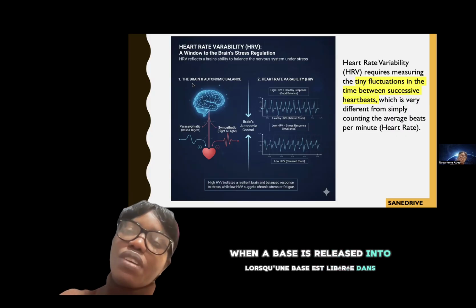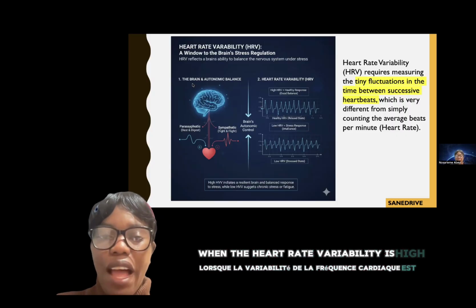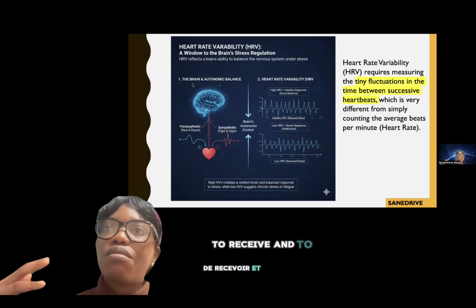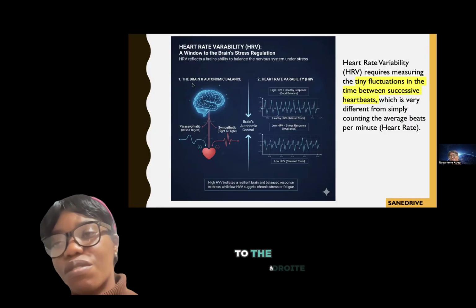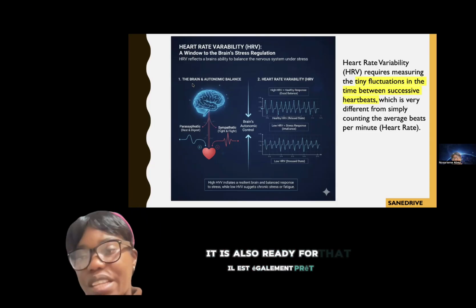When the base is released into it, it's also able to withstand it. That's the buffering system. When the heart rate variability is high, it shows that this brain is resilient, ready to receive and to have this cushion effect to the right or to the left. When it is in flight, it is ready. When it is in a relaxing state, it is also ready for that relaxed mode.